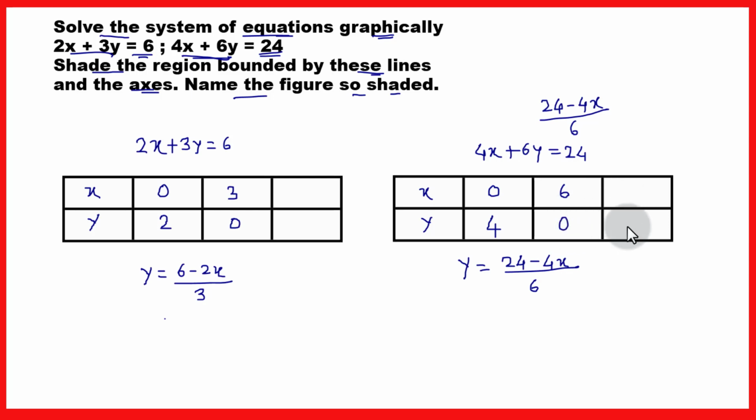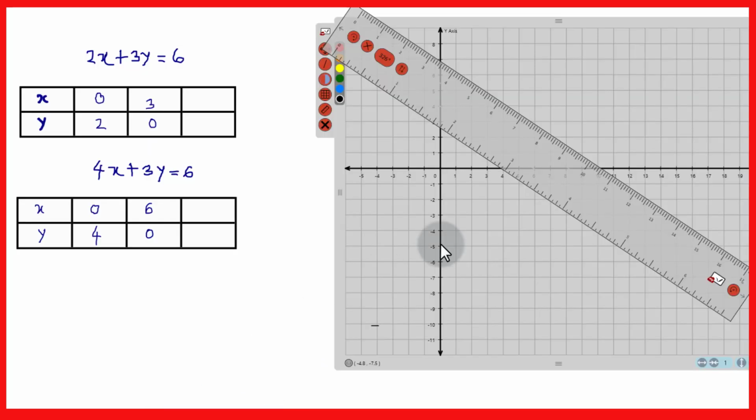You can find the third set of coordinates also, and it is always better to find the third set of coordinates also. Now we will see how to plot the graph. Once you have got the x coordinate and y coordinate for both the equations, you can plot the graph. You see how you can plot the graph.